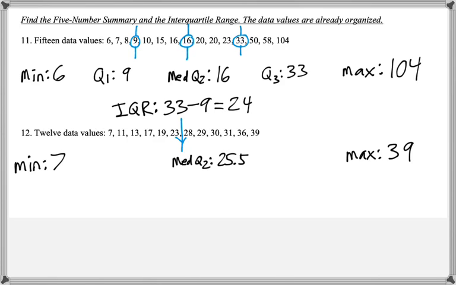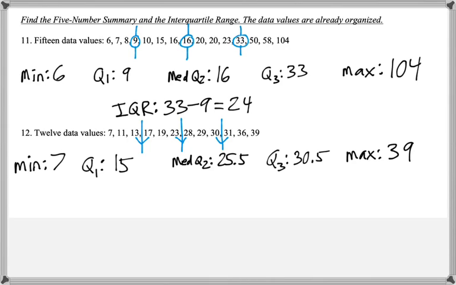Now this has divided the data into 2 halves, and each of the halves have 6 numbers, which is an even number. So the middle of the first half is right here, which means we need to take the average of 13 and 17. And then the middle of the right half is right here, so we need to take the average of 30 and 31. So Q1 is 15 and Q3 is 30.5.